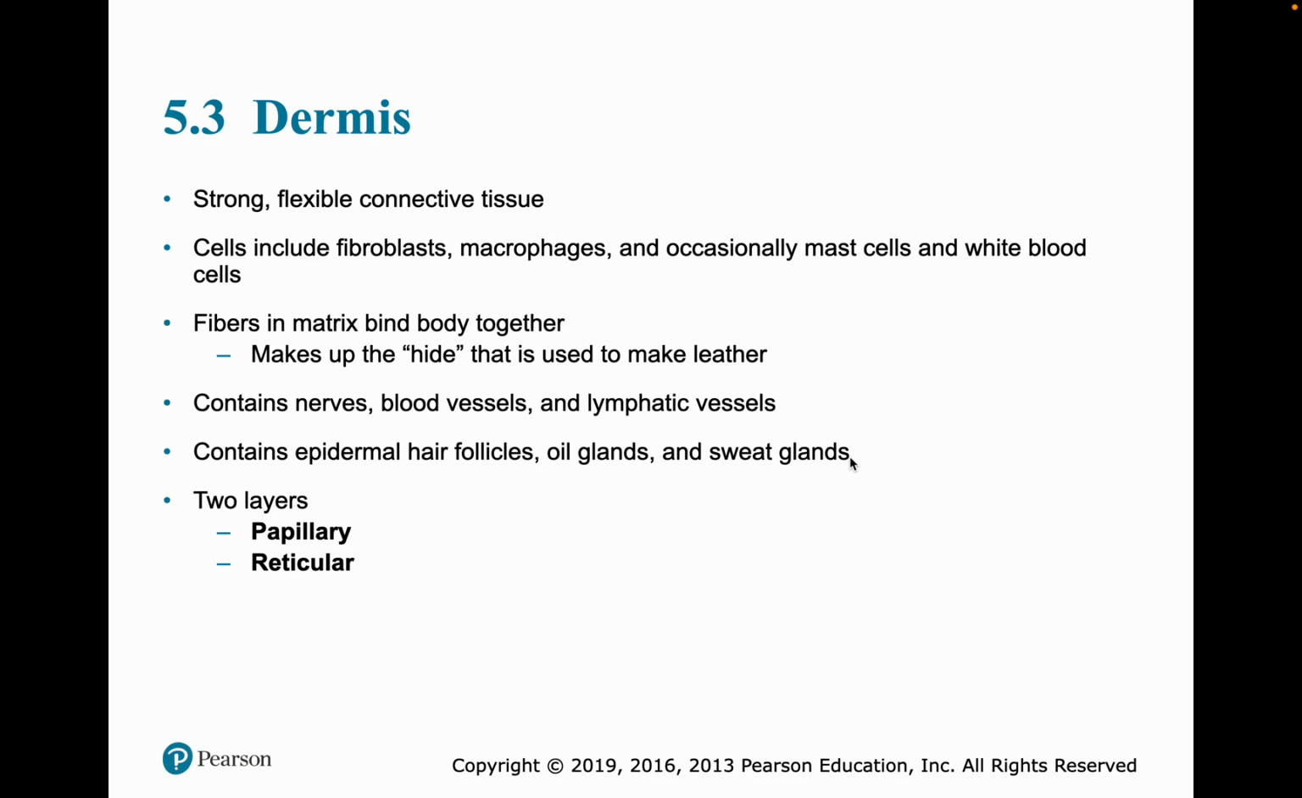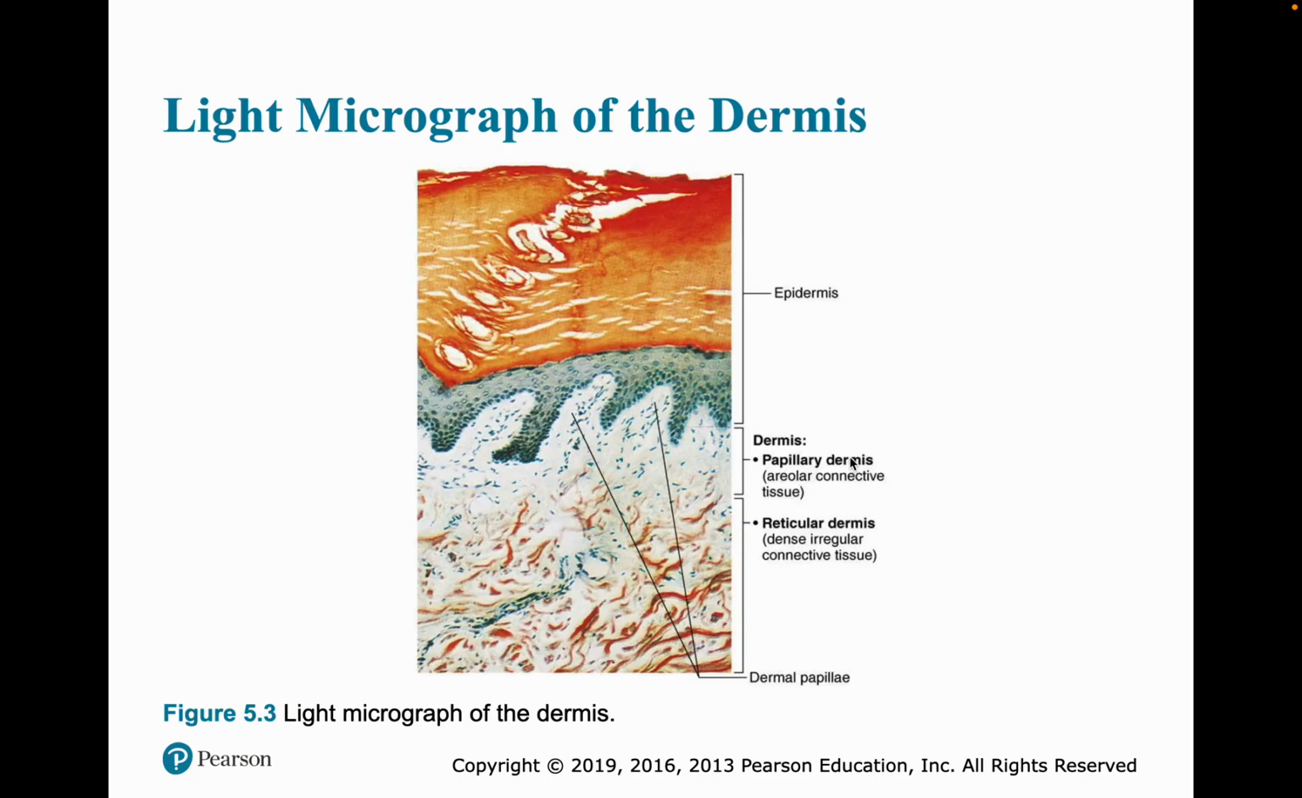It contains nerves, blood vessels, lymphatic vessels. Here we have the epidermal hair follicles, the oil glands, and the sweat glands. It's going to be divided into 2 layers, the papillary layer and the reticular layer. Here's an image of it. So here we have the papillary layer, and then below that the reticular.